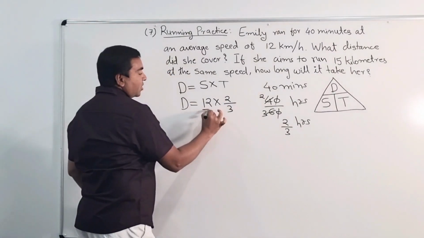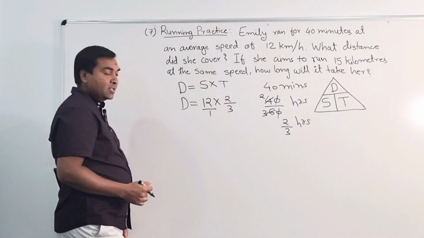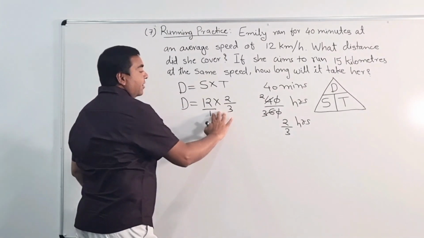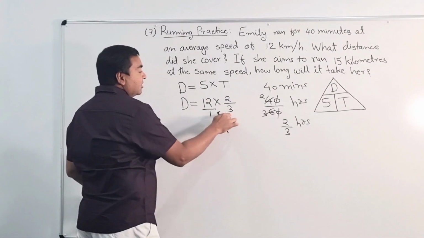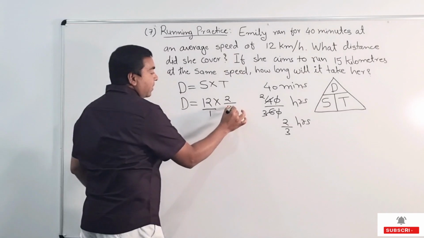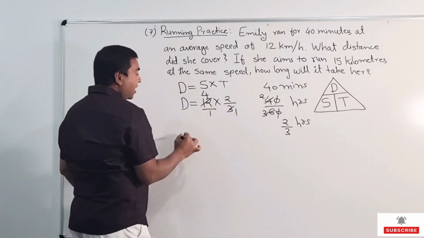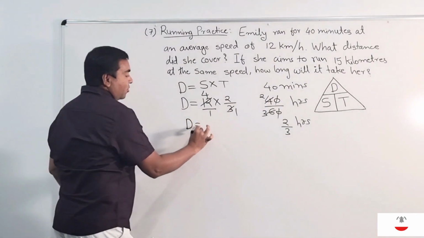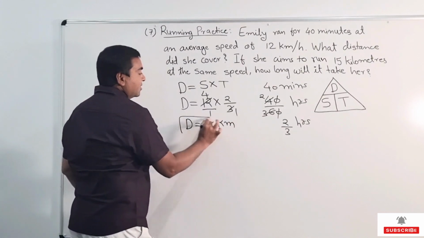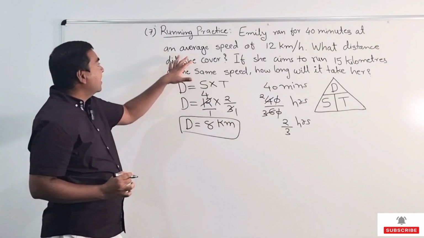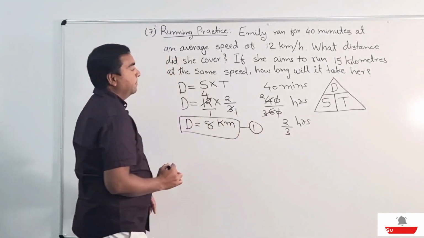Now there is nothing here, so I can put down 2 upon 1. It's easier to work with the fractions. When I'm multiplying, I'm going to just look if there's anything common in top and bottom. I can see 3 and 12, I can cancel out. So 3 1s are 3 and 3 4s are 12. And 4 2s are 8. So 8 kilometers is the distance traveled. So that is the answer of my first question. So I'll put down that is answer number 1 done.